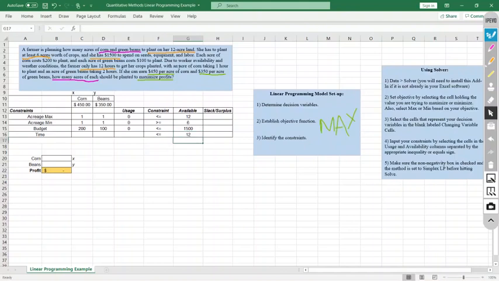Okay? And we're told that an acre of corn takes 1 hour to plant, and an acre of green beans takes 2 hours to plant. So again, I can just drag that right down my usage column. Okay, so the only other thing that we need to fill in here is our slack and surplus column.